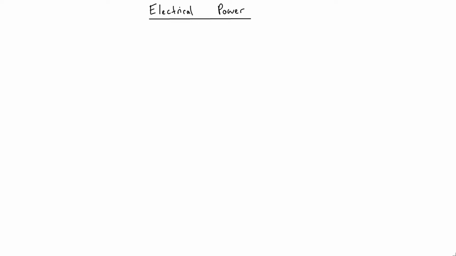In this session we are going to look at electrical power, and we know that power is defined as the rate at which we transfer energy. In physics, transfer of energy is called work, so the rate at which we transfer energy is the rate at which we do work. Rate of basically means divide by time, so power is work done over time.